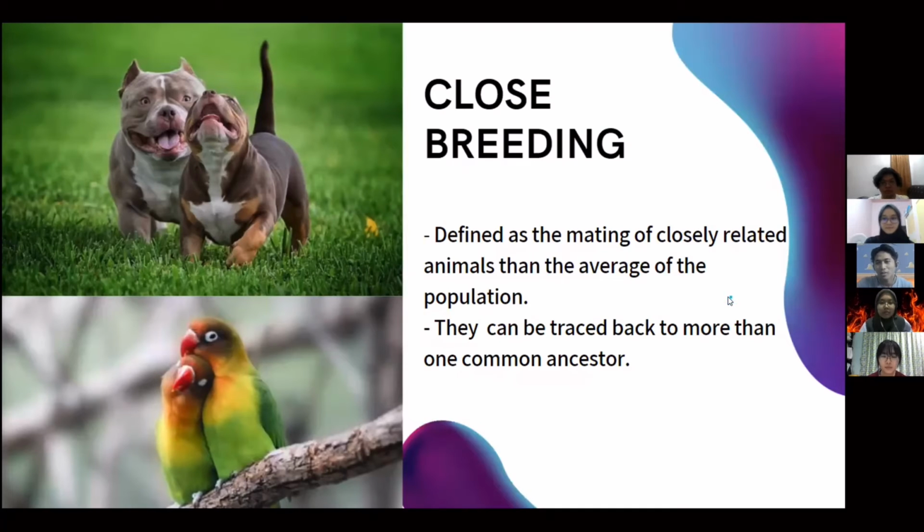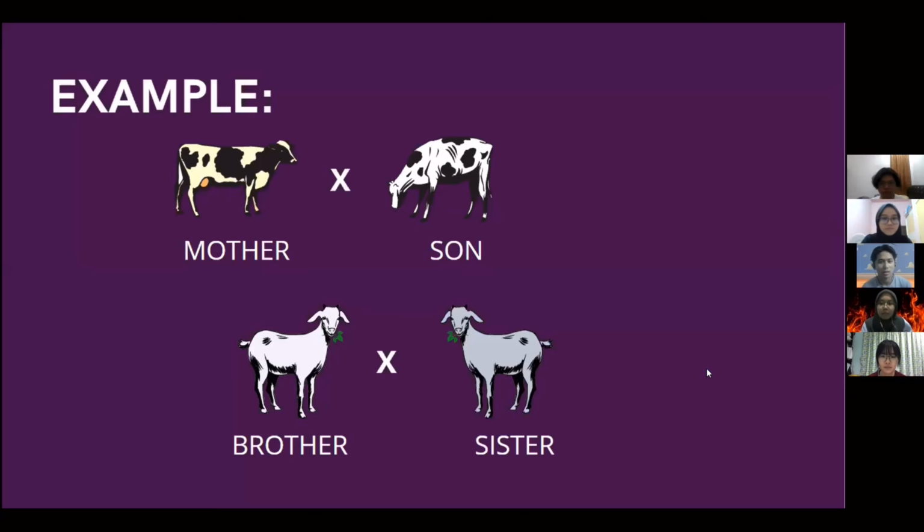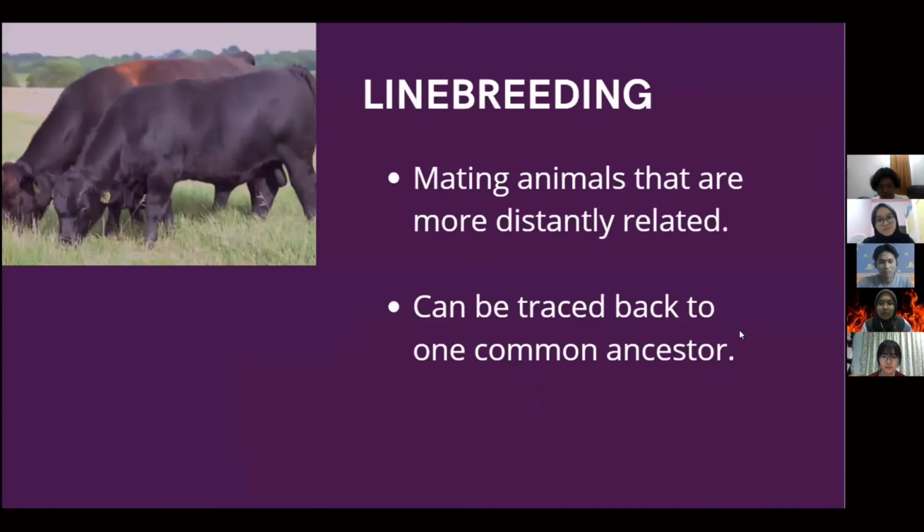It is defined as the mating of animals more closely related than the average of the population. They can be traced back to more than one common ancestor. Examples of close breeding are mother crossed with son, or brother with sister, or father with daughter, and many more.